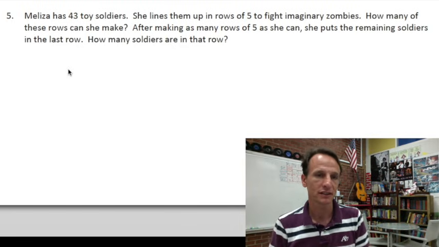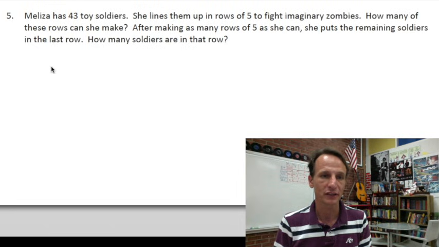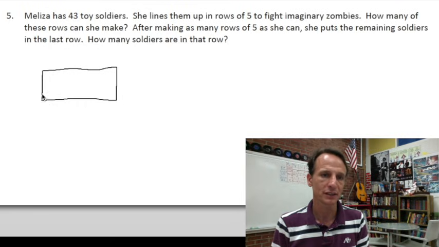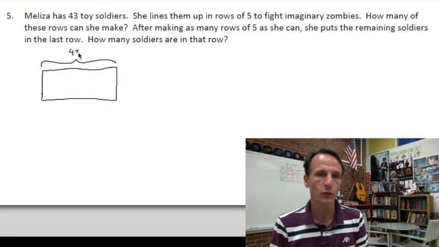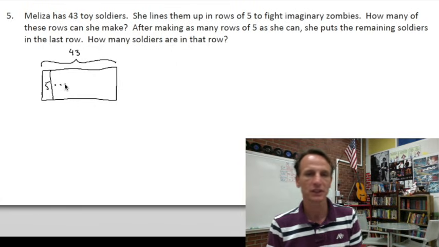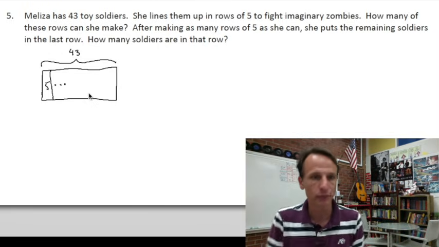Okay, so rather than drawing out this here, we'll do the area model again, which hopefully you find helpful. So look, what do we have? We have 43 soldiers, right? Here they are. This is 43 soldiers. And we're putting them in rows of 5. And we're saying dot, dot, dot, meaning we will continue putting them into rows of 5. That's what the ellipses means, and so on.